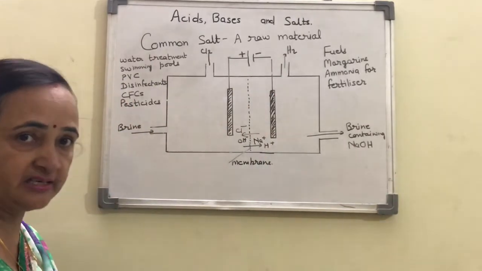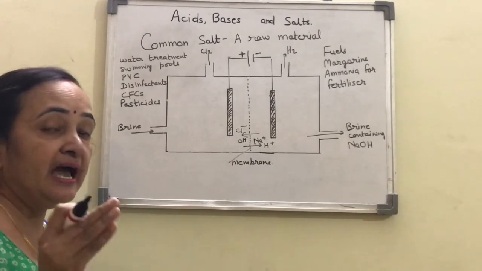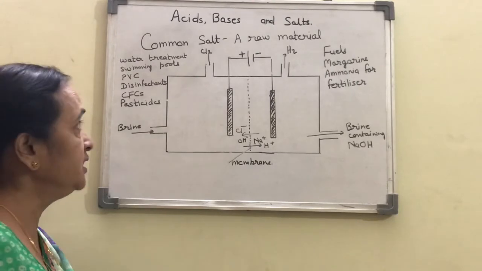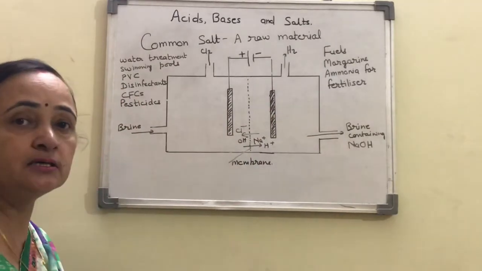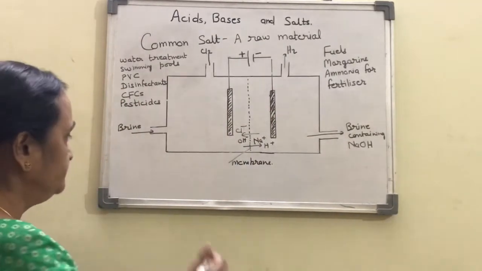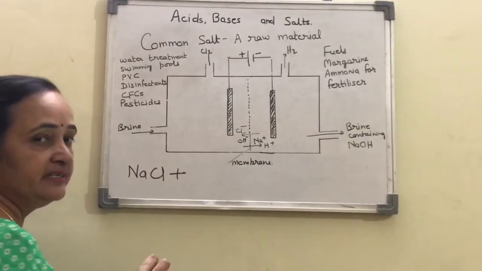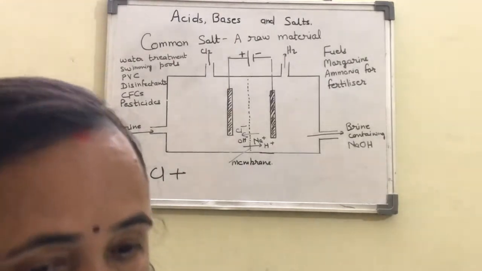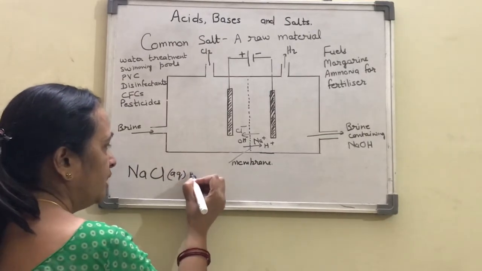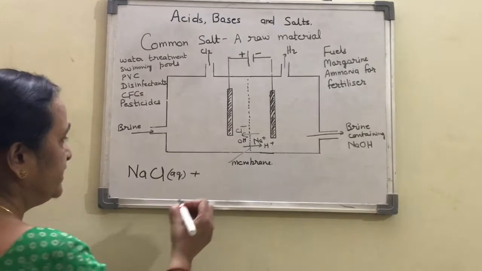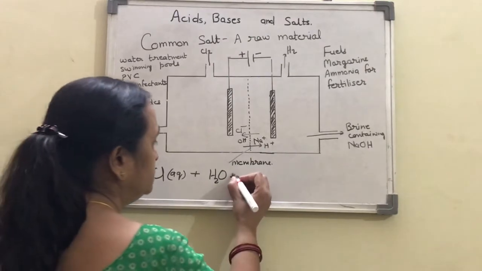When the electricity is passed, then the reaction takes place and then sodium hydroxide is formed, and besides sodium hydroxide, chlorine gas is formed and hydrogen gas is also formed as a byproduct. So let's write the reaction. So you can see NaCl, okay? NaCl, what we said, that NaCl is dissolved in water. So NaCl, this is aqueous, it is dissolved in water, that is H2O, and H2O is in the form of liquid here.